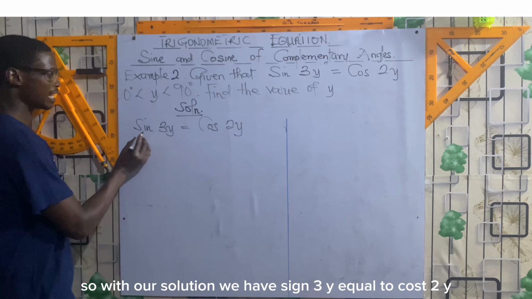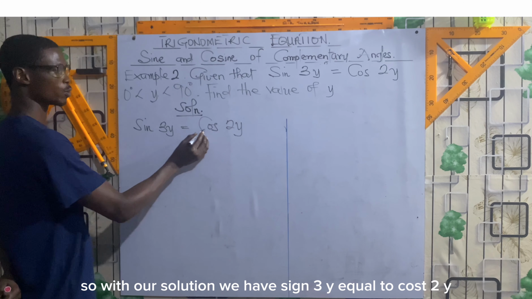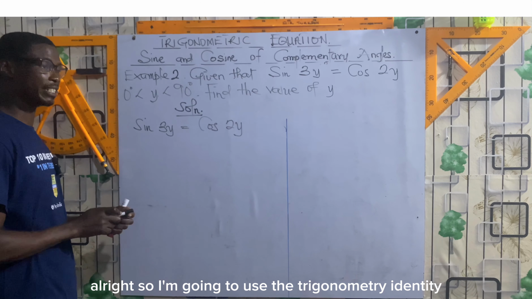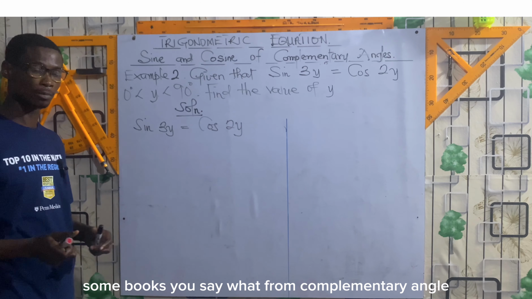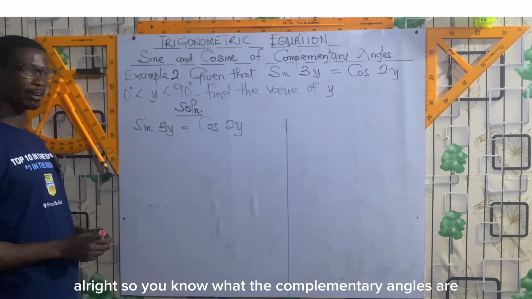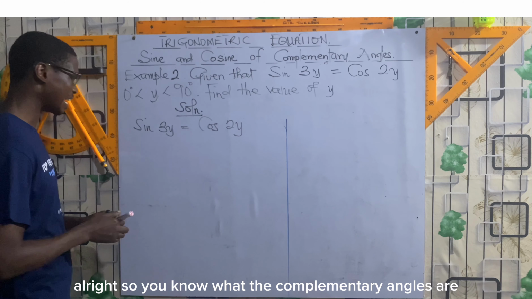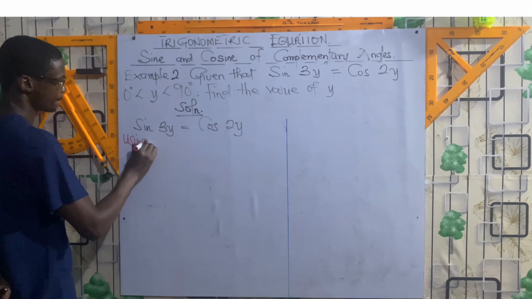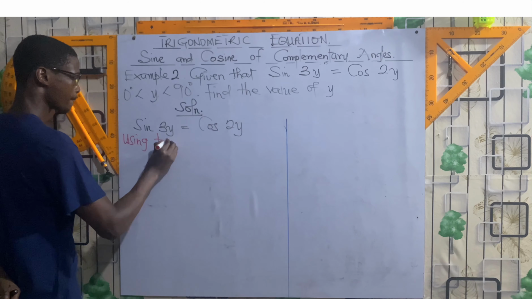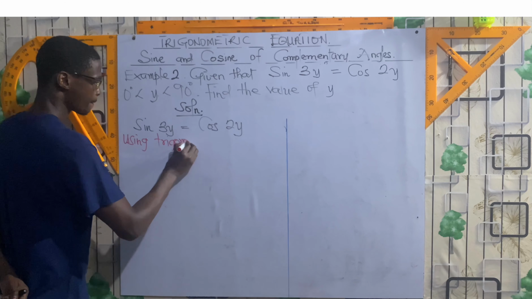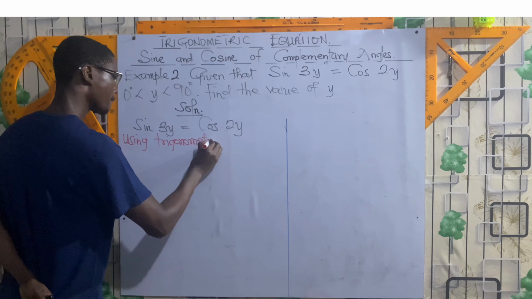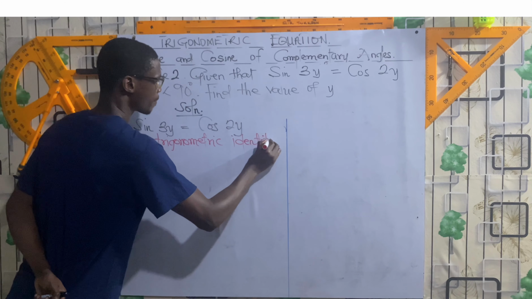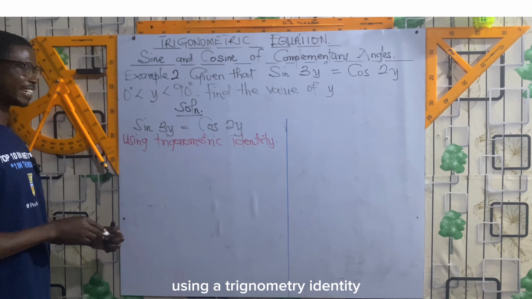With our solution, we have sine 3y equals cos 2y. I'm going to use the trigonometric identity. Some books call it the complementary angle. You know what the complementary angles are. So I'm going to use the trigonometric identity here.